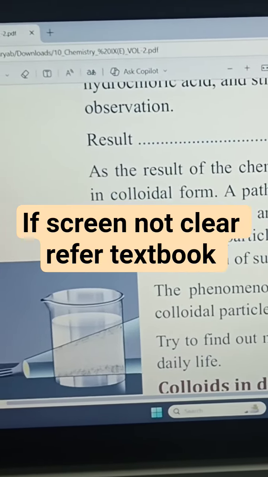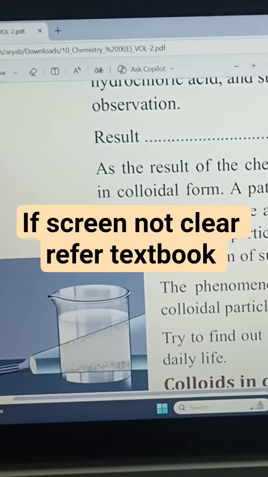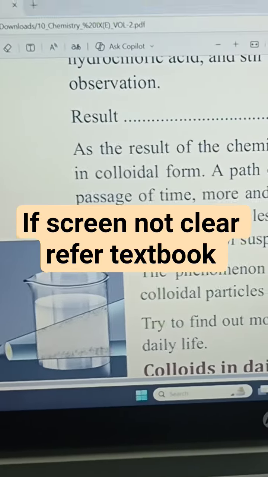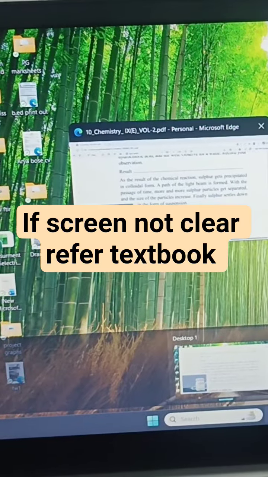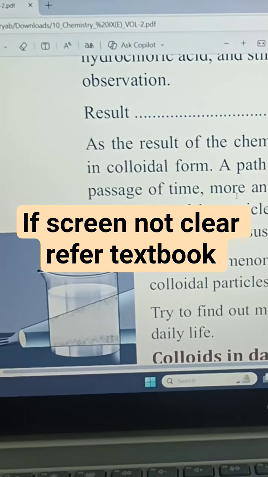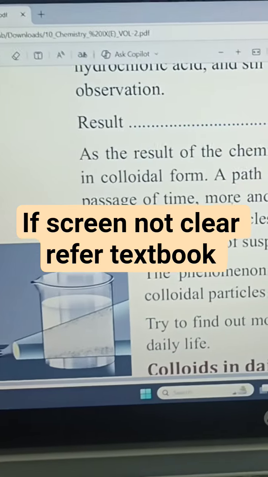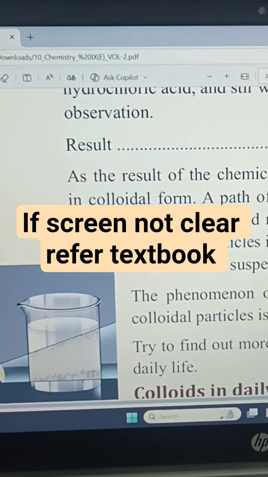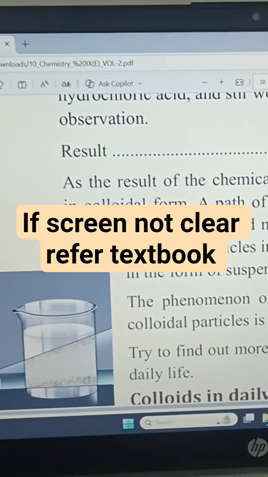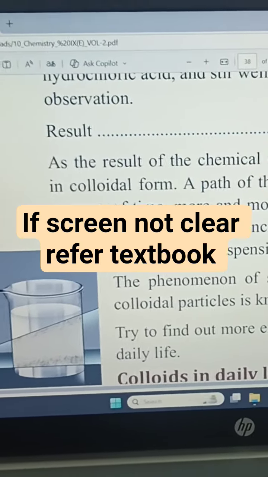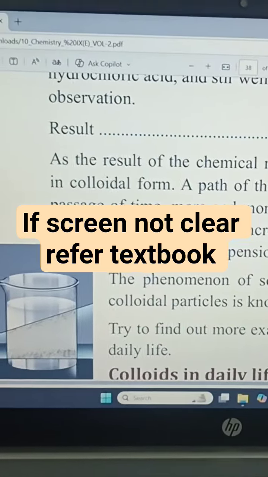So what happens? The Tyndall effect is formed by the colloidal particles. Other examples of the Tyndall effect are the light from a vehicle being visible in fog and mist, and particles being visible in sunlight, etc.